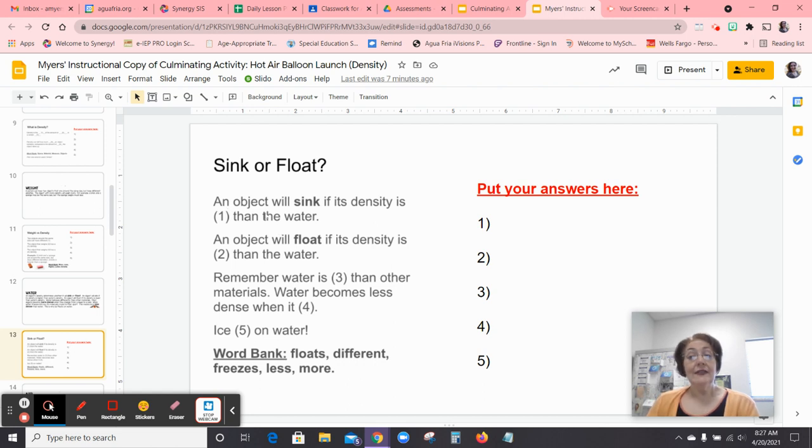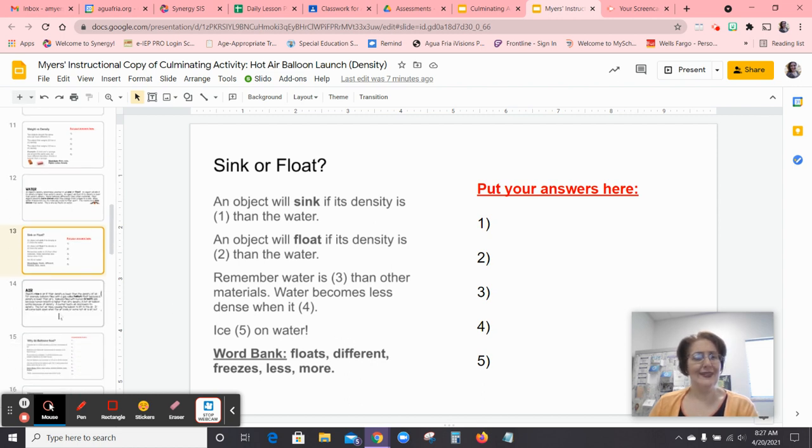An object will sink if its density is blank than water. An object will float if its density is blank than water. Remember, water is blank than other materials. Water becomes less dense when it blanks. Ice blanks on water. Okay, I think you guys can do this.